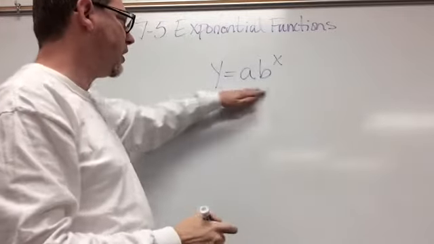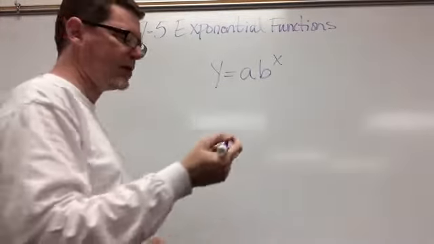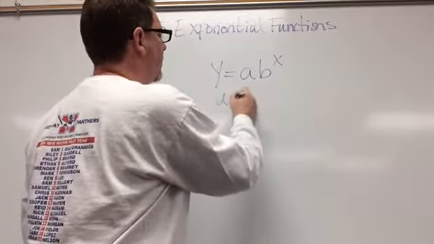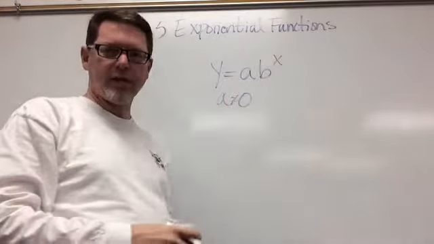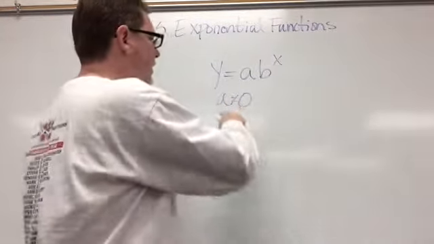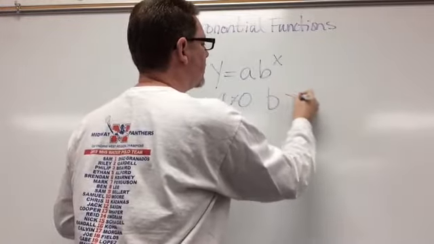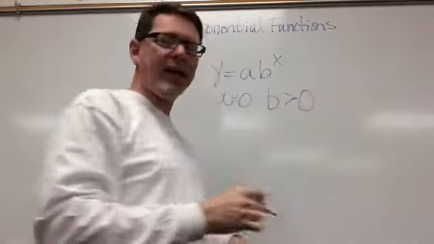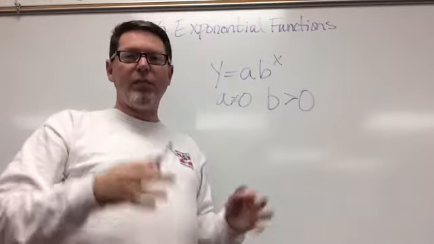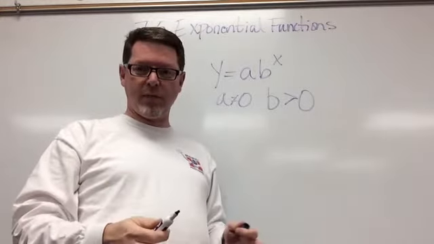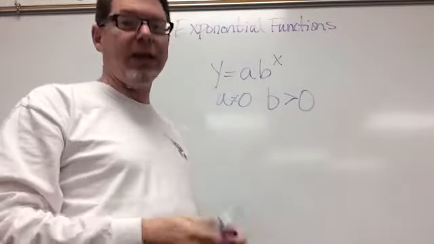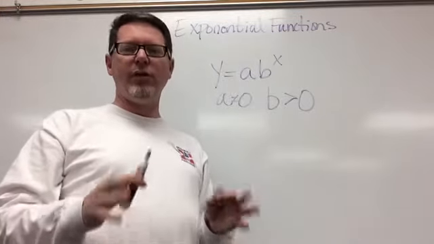So in our exponential function y equals ab to the x, it's important to know that a cannot equal 0, because then we wouldn't have anything. Then we also need to know that b is going to be greater than 0. Okay? B will not be a negative number. It's going to be greater than 0. It can be a fraction, but it is going to be greater than 0.